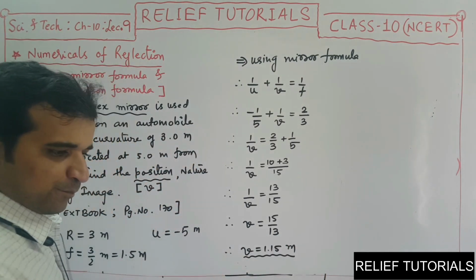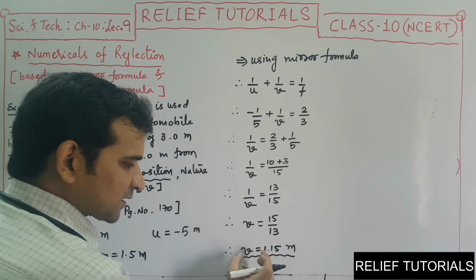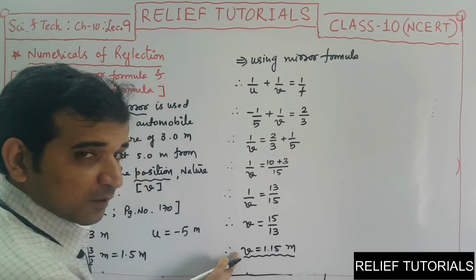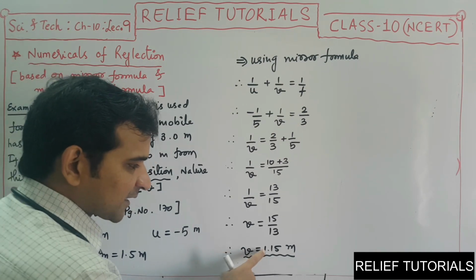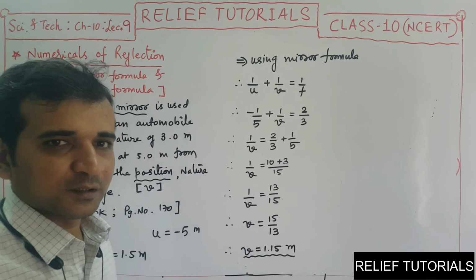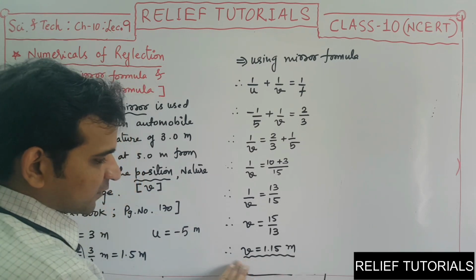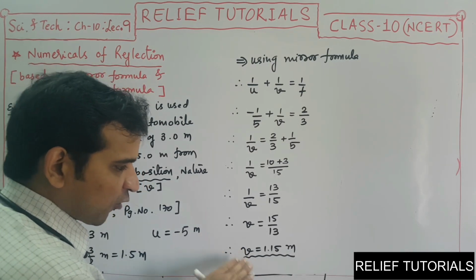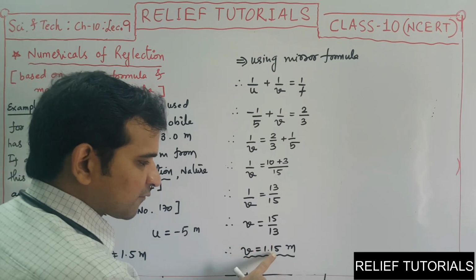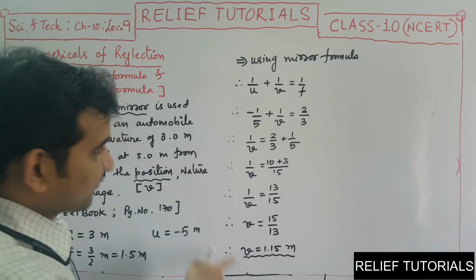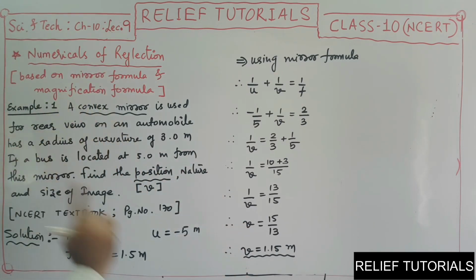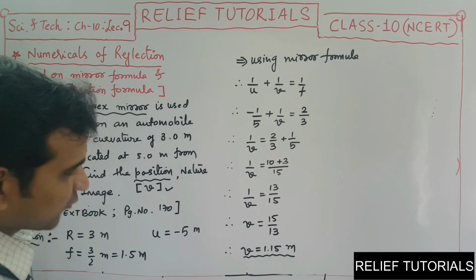What does it mean? V means distance of image. So what the observer will feel is that the bus is at nearly 1.15 meter. The image will be formed. This is the position of image. Image will be formed at 1.15 meter behind the mirror, because it is virtual and erect. Because it is convex mirror, we know the image is always virtual and erect. So answer of B we obtain. Nature, virtual and erect, obviously.